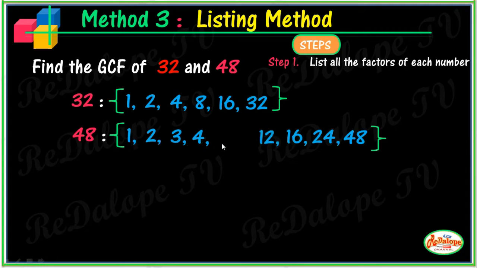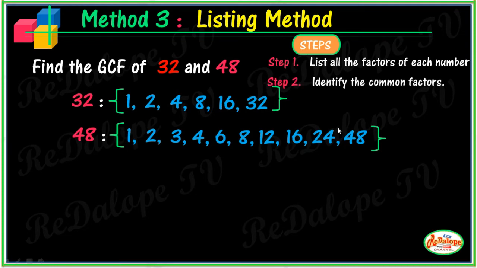What follows 4? That is 5, but we cannot divide 48 by 5. Then what is the next number after 5? So that is 6. So 48 divided by 6, that is simply 8. Then we stop. Meaning to say, these are the factors of 48.